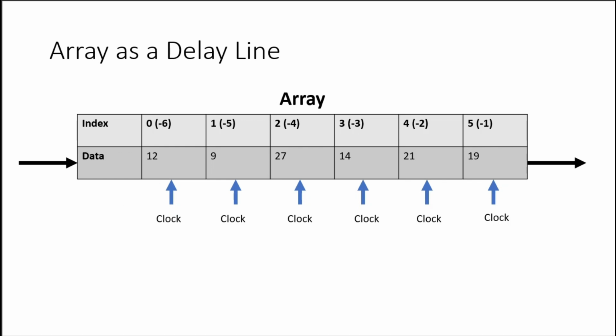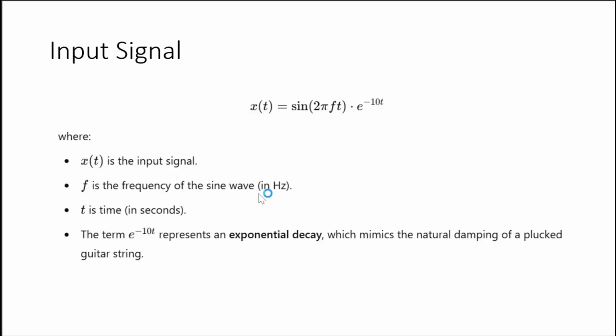Now how this array acts like a digital delay line is that with every clock tick, these numbers are shifted right. So for number 12 to come out of this pipeline, it will take 6 clock cycles. And the 6 clock cycles are some time apart. So that time apart of these 6 clock cycles is the effective delay of this delay line. We will see this work in the code.